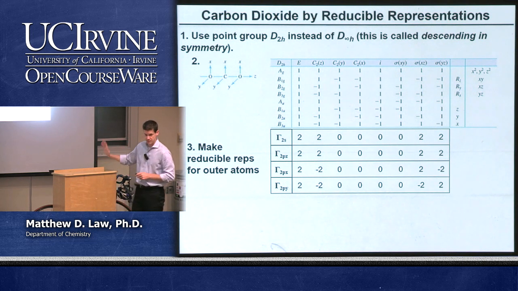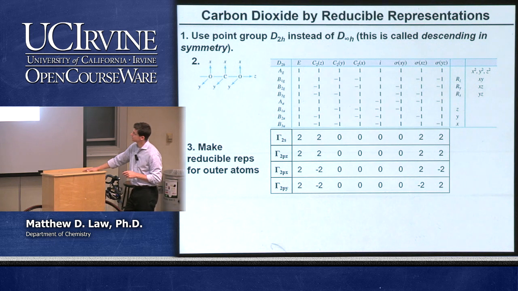So this is what we would do, okay? For any problem that's like this, you draw the character table or get the character table out of the book or whatever. So this is D2h, and here's all of our symmetry classes. And we need to make reducible representations for the valence orbitals of the outer atoms, so we can build these 8 group orbitals that we had before.